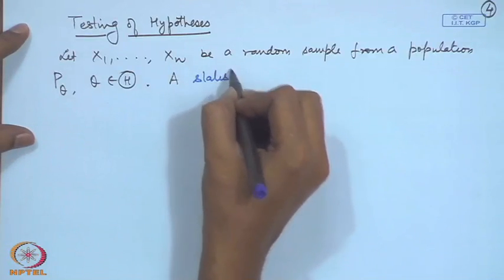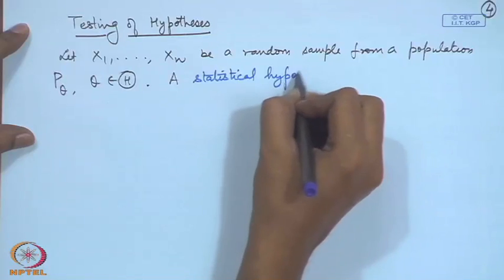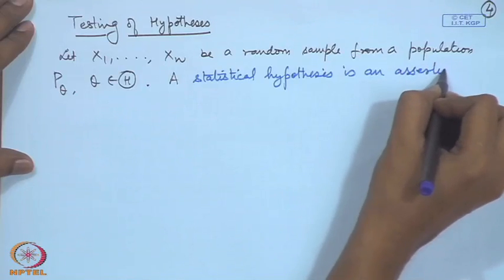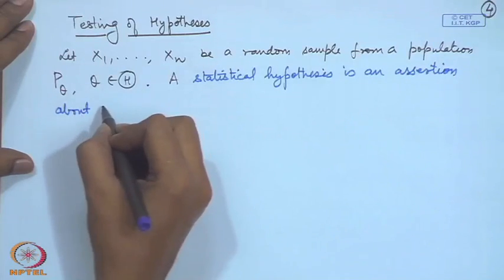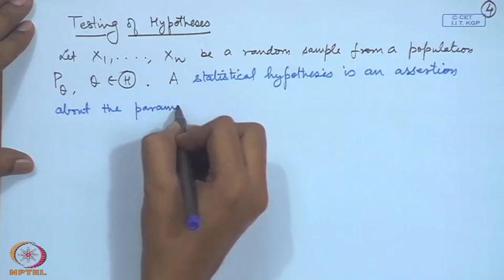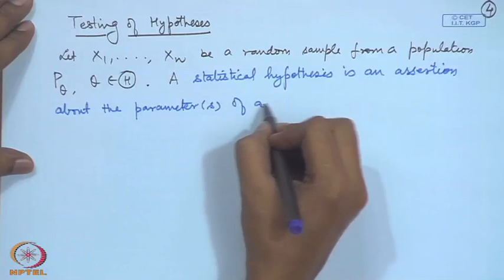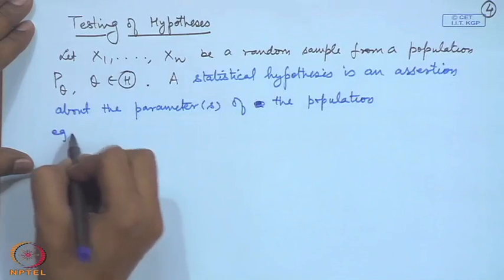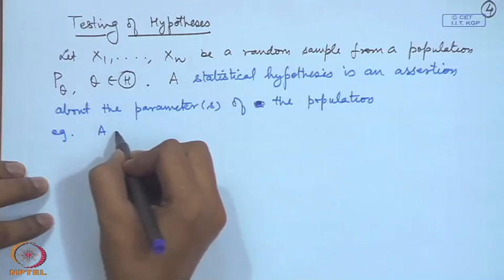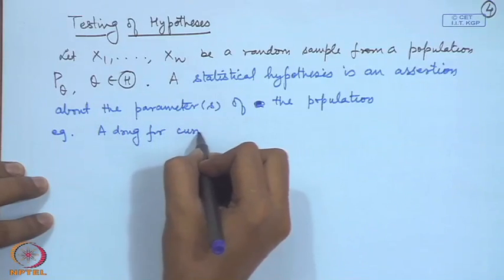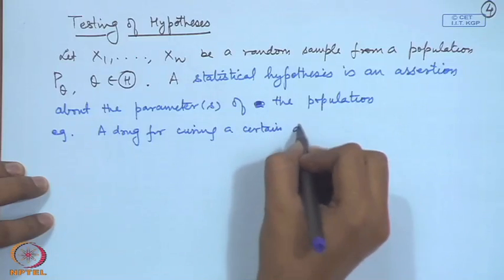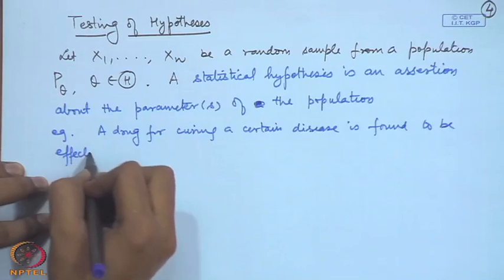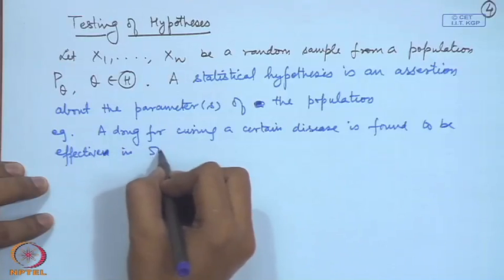A statistical hypothesis is an assertion about the parameter of the population. So, for example, a drug for curing a certain disease is found to be effective in, say, 50% of the cases.